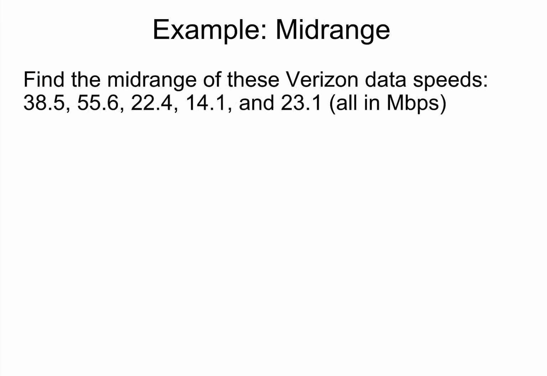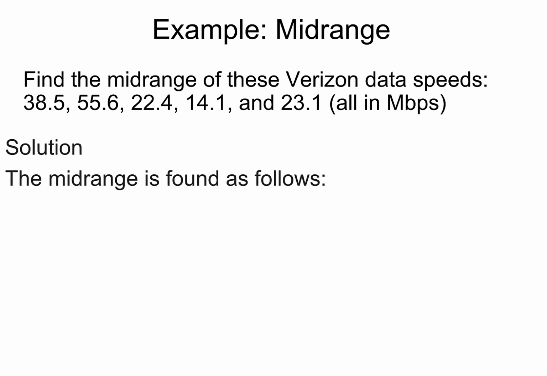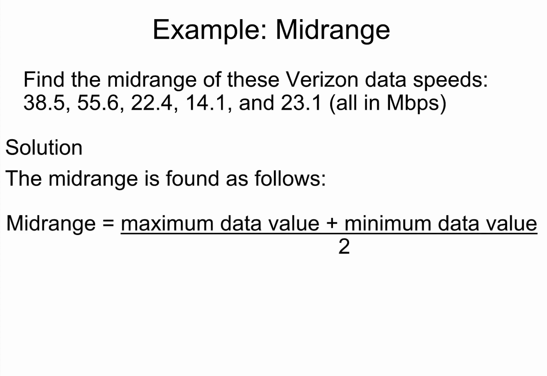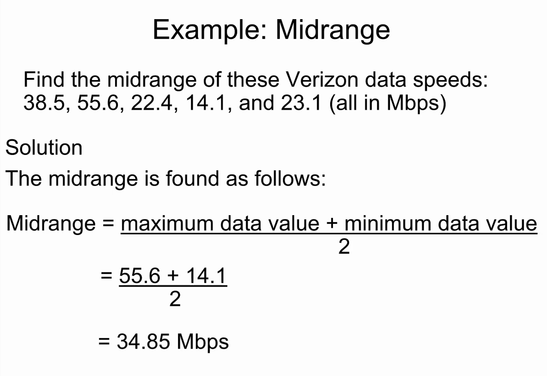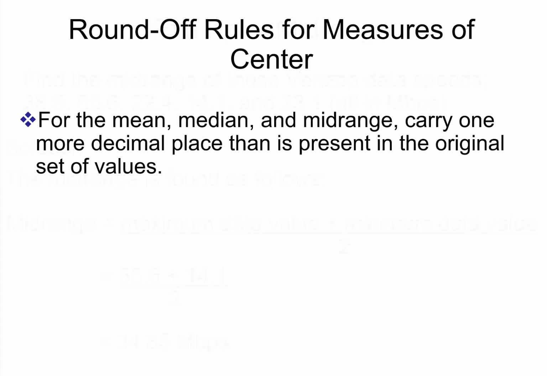Find the mid-range of those 5 data speeds that we had before. So again, you want to put them in order or notice what's the minimum, what's the maximum. In our data set, the maximum is 55.6, the minimum is 14.1. We're going to add those together and divide by 2, and we get a mid-range of 34.85.